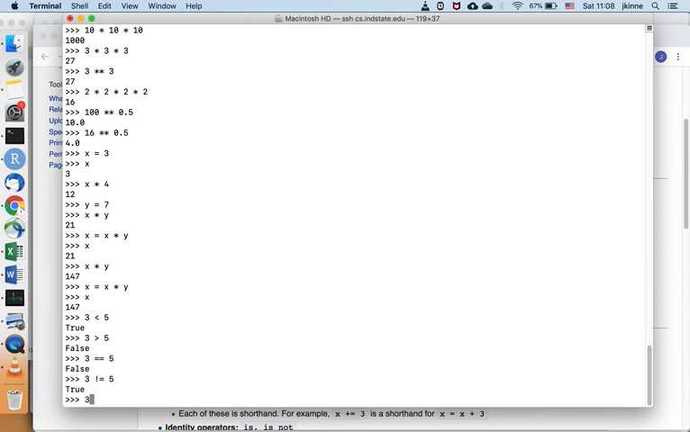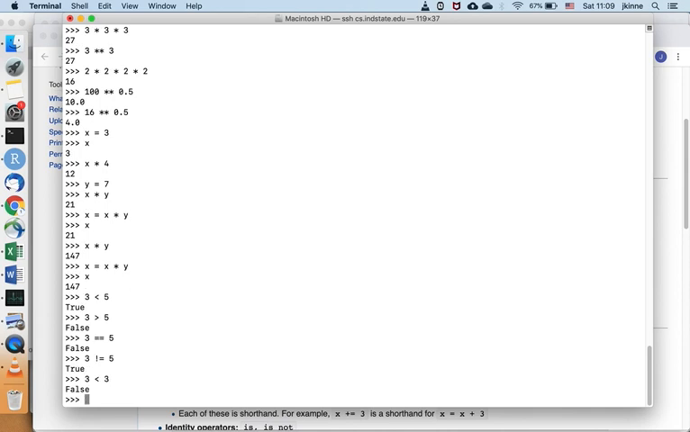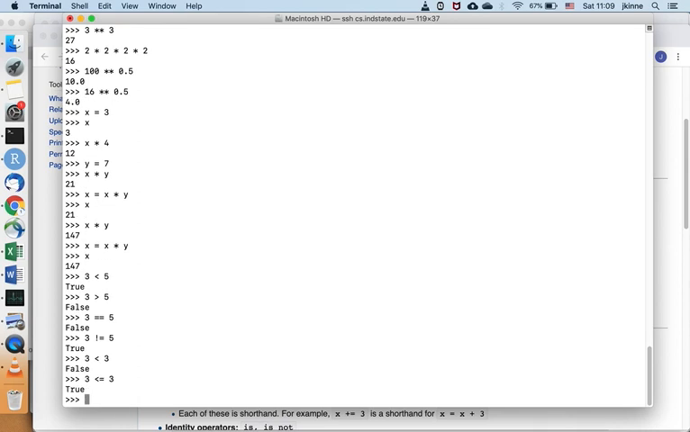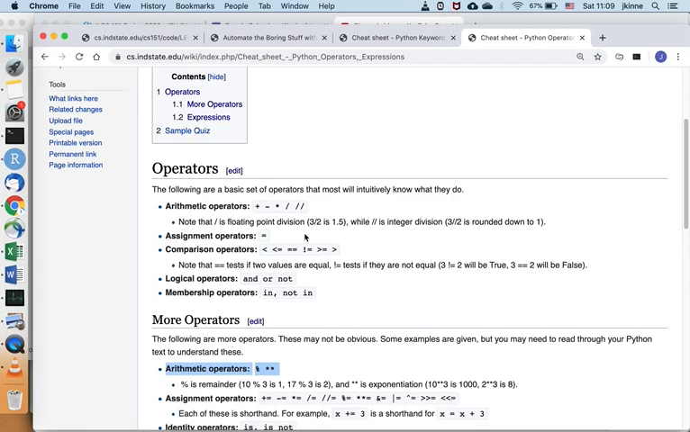Now, what if I do 3 less than 3? 3 is not less than 3. 3 less than or equal to 3. That's true. Okay. So we have all these different options here.